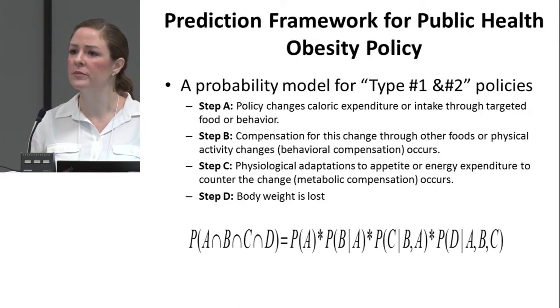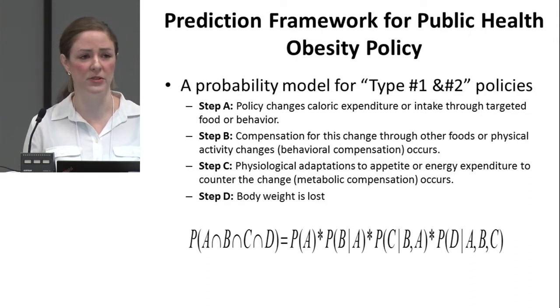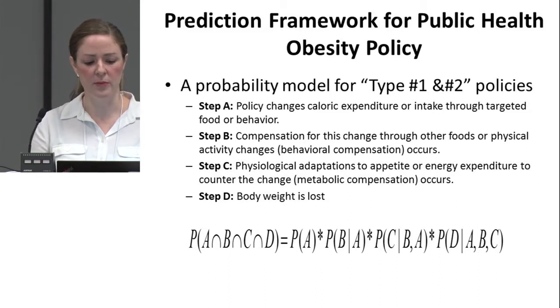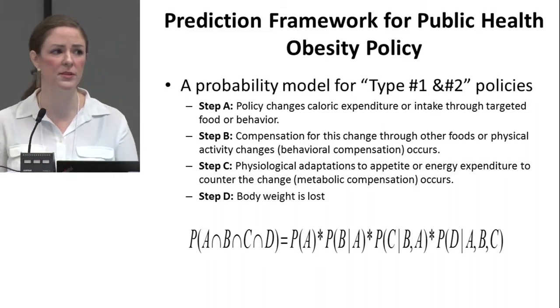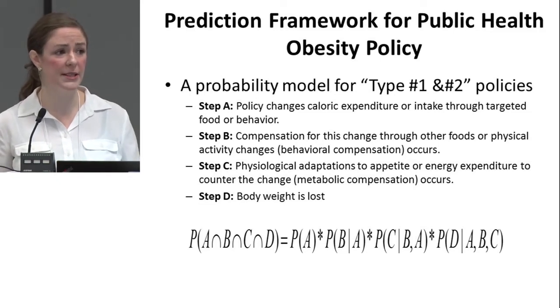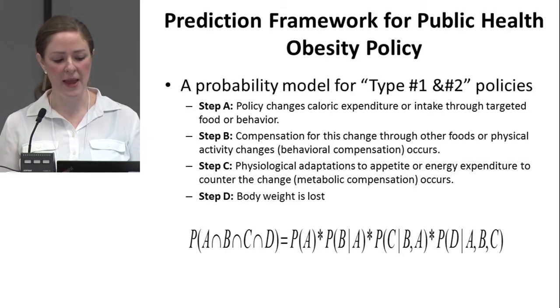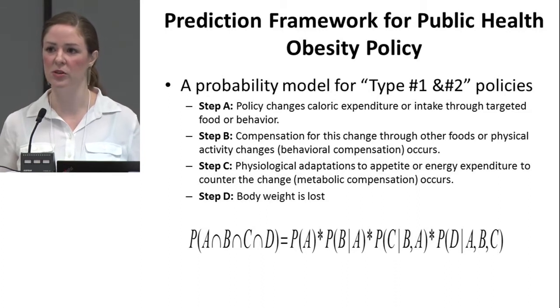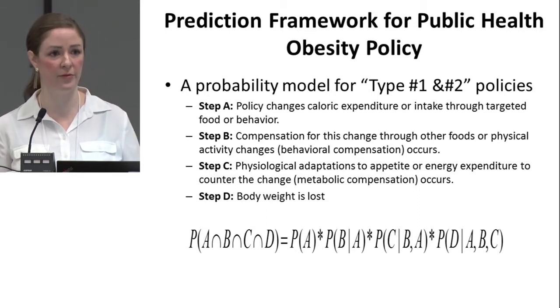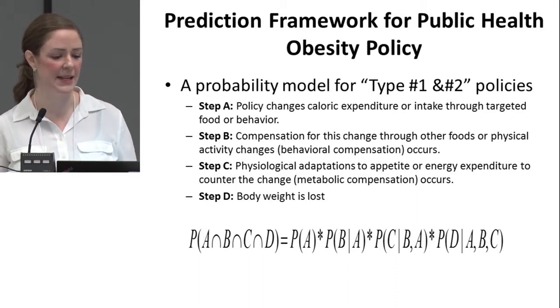So let's talk about the framework that I had mentioned. Here I propose a probability model for those type 1 and type 2 policies that focus on either changing caloric intake from a specific source or increasing energy expenditure. Step A would be the probability that the policy actually changes those behaviors and therefore the calorie expenditure or intake. And often, again, we go that far, right? We know that at least happens.